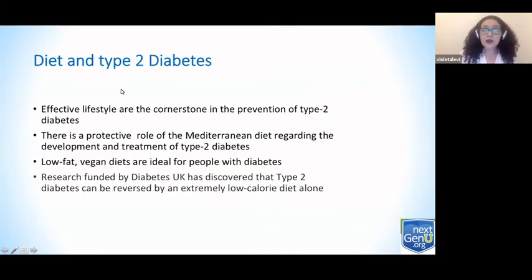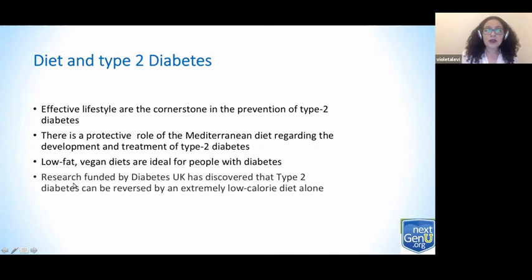Diet and type 2 diabetes: effective lifestyle is the cornerstone in the prevention of type 2 diabetes. That's a fact. And there is a protective role of the Mediterranean diet regarding the development and treatment of type 2 diabetes. Low-fat vegan diets are the ones that have better outcomes in people with diabetes.